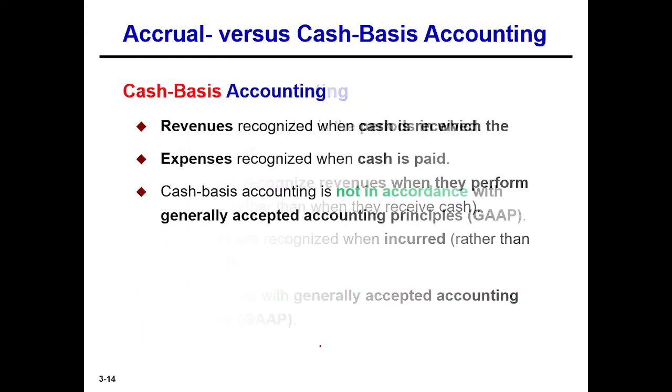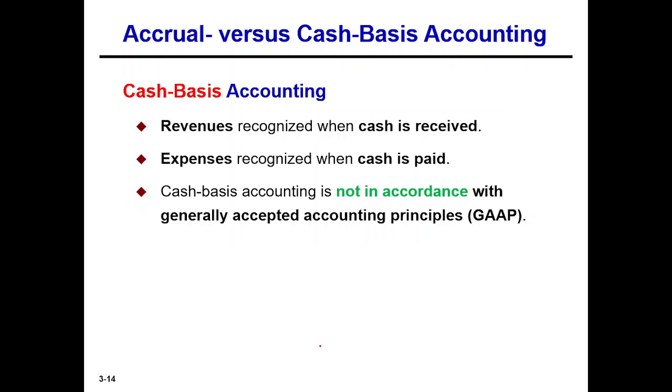The other base is the cash basis accounting. According to the cash basis, revenues are recognized when cash is received. Also, expenses will be recognized when cash is paid, and so it is not in accordance with GAAP. So with GAAP, we apply the accrual basis. The cash basis is not in accordance with GAAP.